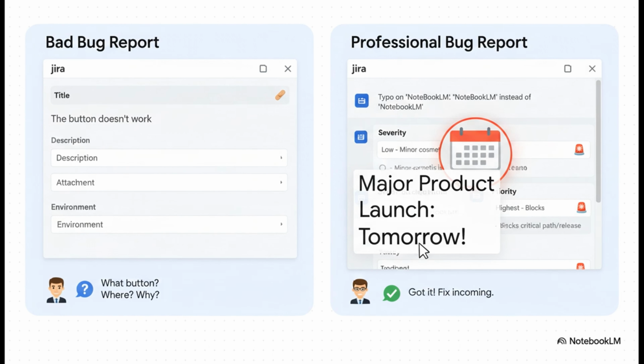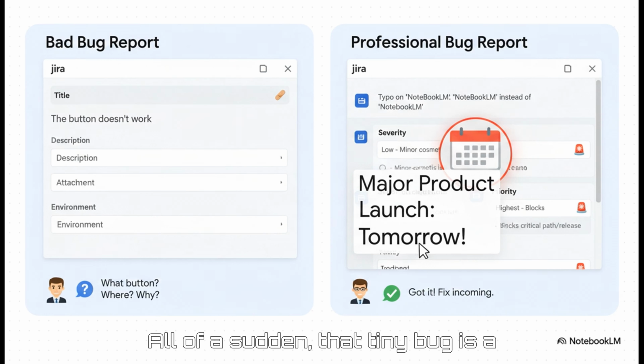Here's a perfect example. A tiny little typo on the home page is technically minor, right? It has a very low severity. But what if that typo is in the company's name, and it's the day before a huge product launch? All of a sudden, that tiny bug is a high-priority, all-hands-on-deck emergency for the business.